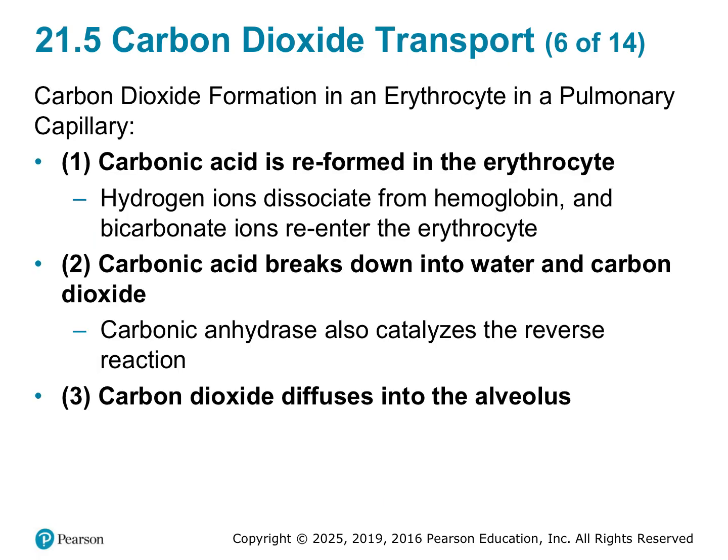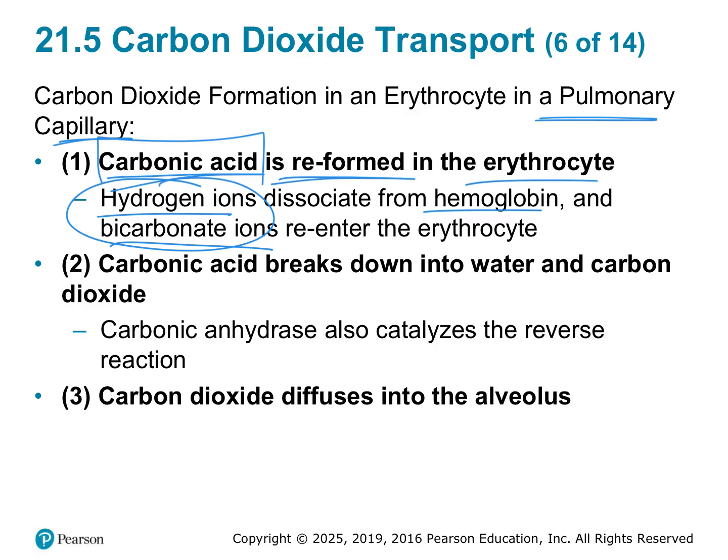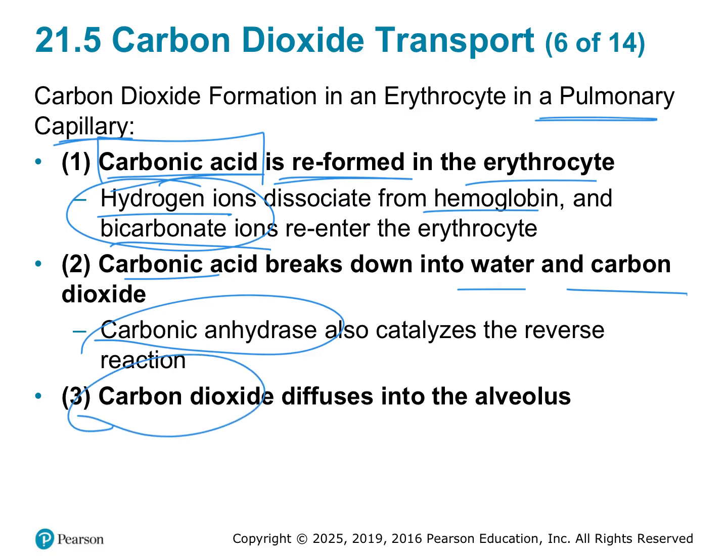And when we get to the lungs, to the pulmonary capillaries, we need to see carbon dioxide reformed. So the carbonic acid is going to be reformed first inside of the erythrocyte. So the hydrogen ion is going to let go of the hemoglobin. The bicarbonate ion is going to re-enter into the erythrocyte. So we have our raw materials to build carbonic acid. So the carbonic acid is going to be formed. That then breaks down into water and carbon dioxide, and carbonic anhydrase is going to be involved, catalyzing this again. And once we have our carbon dioxide reformed, it can diffuse into the alveoli to be released from the body.